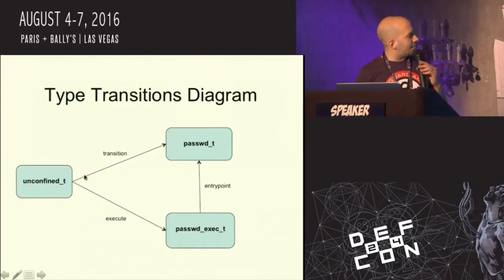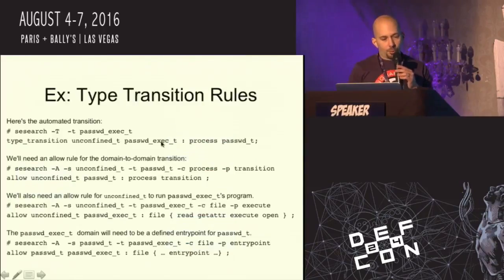And unconfined_t has to be allowed to transition into password_t, the thing we're going to be when we can write to the password file. And password_exec_t has to be defined as an entry point, as a way in to password_t. And so what you end up with is these are your rules, and those rules basically do what that diagram just did. And they add one more thing, which is this first line.